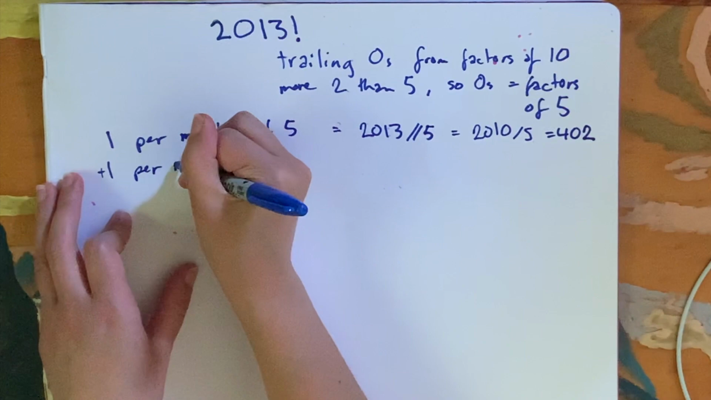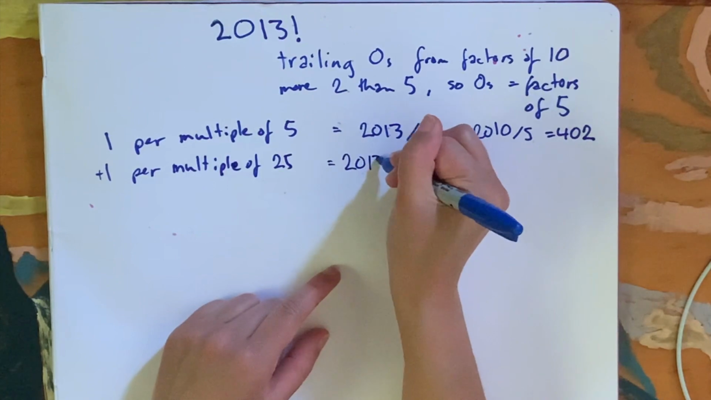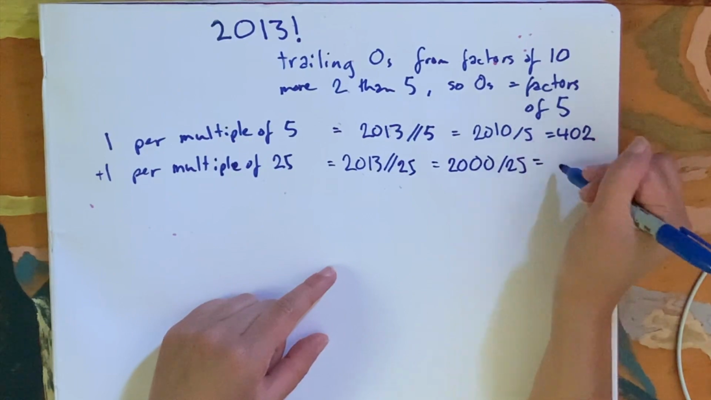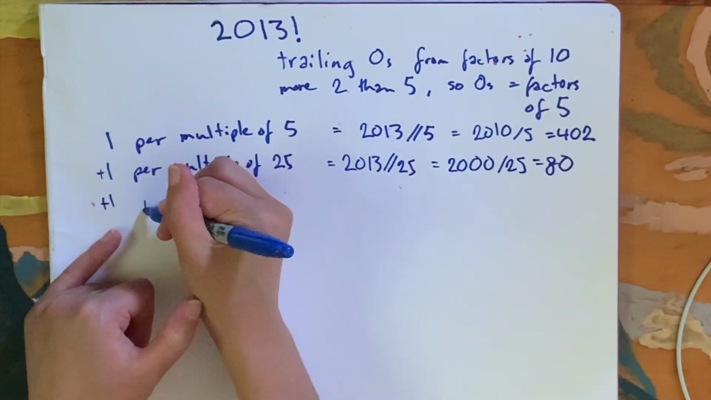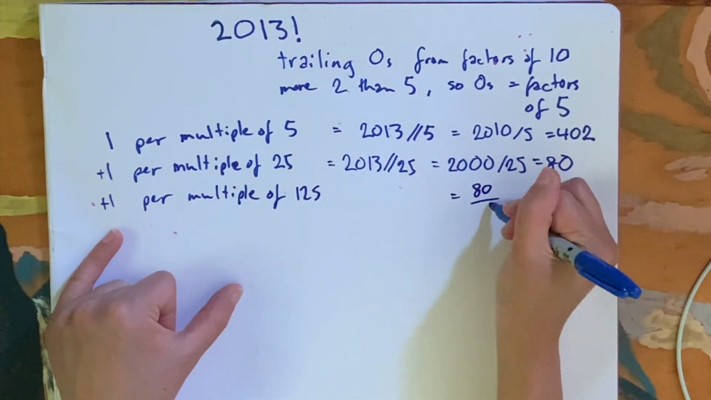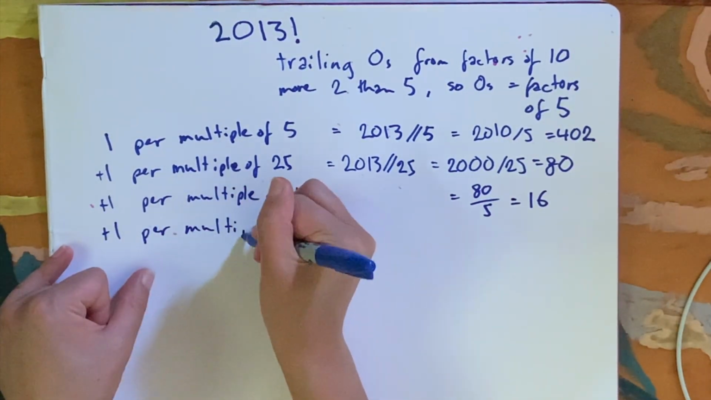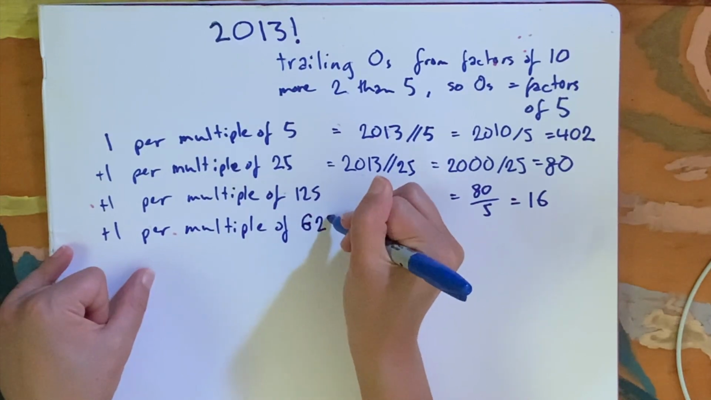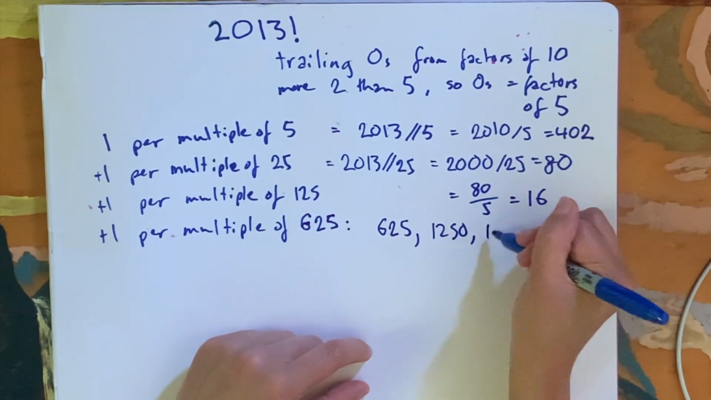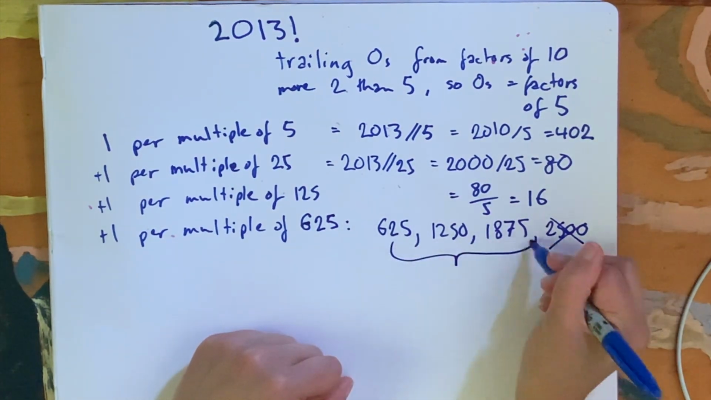Then we get an additional 1 per every multiple of 25, so greatest multiple will take 2000, and 2000 divided by 25 gives us another 80 multiples of 25. So then plus 1 per every multiple of 125. Same idea. We can just divide this by 5 since it's still going to be 2,000 is the greatest one. Gives us 16. And add 1 for every multiple of 625. So that gives us, let's just count them, 625, 1250, 1875, and then the next one would be 2500, which is too big, so we only have 3 of those.